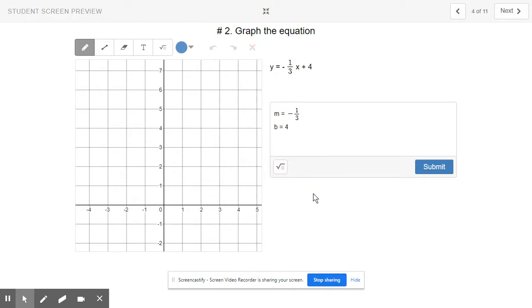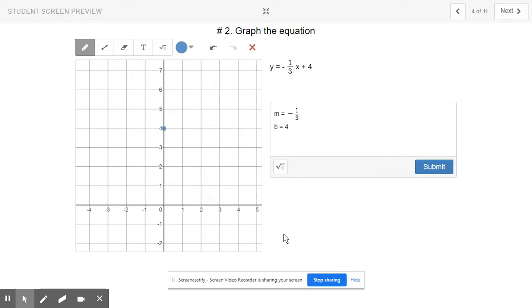Okay, so that's your first step, is the slope is the number in front of x. The y-intercept is the number by itself at the back. The first point I'm going to plot is my y-intercept, right? That's the easy one. It tells you exactly where to put a point on your y-axis. So I'm going to put a point at 4. All right, so that's my first point.